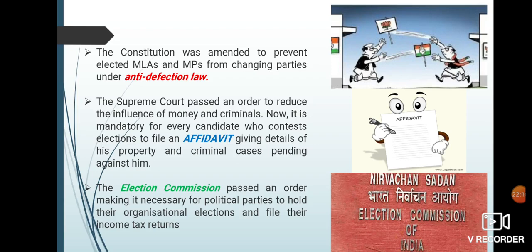The third reform which has been implemented is the role of Election Commission. The Election Commission has passed an order making it necessary for the political parties to hold their organizational meetings and file their income tax returns. The parties have started doing so, but sometimes it is merely a formality. It is not clear if this step has led to greater internal democracy in the political parties or not.